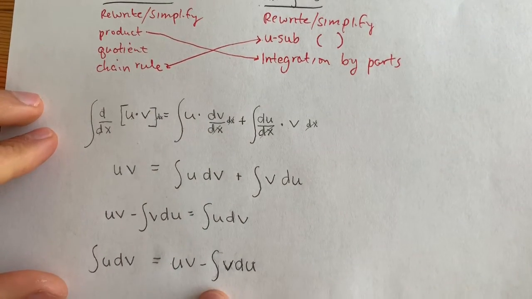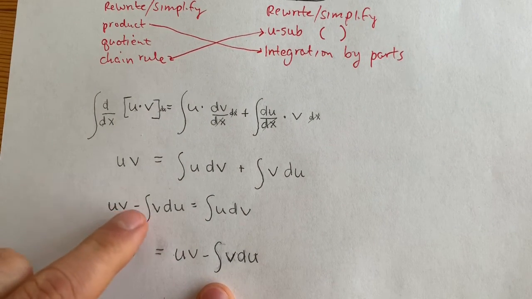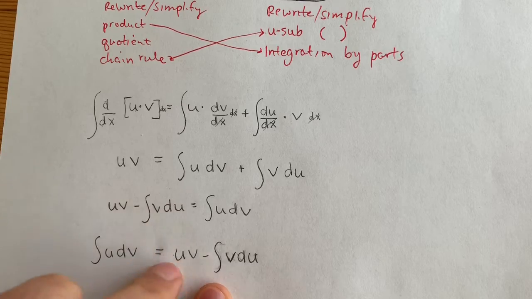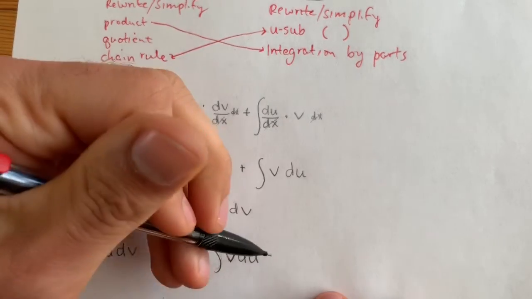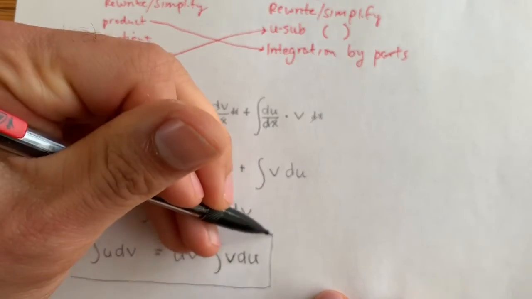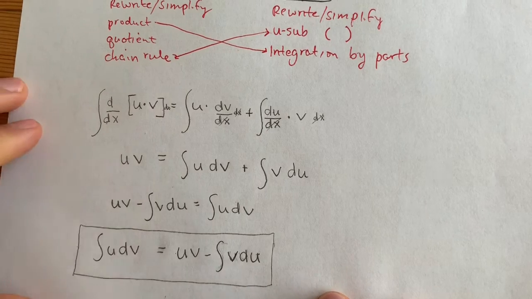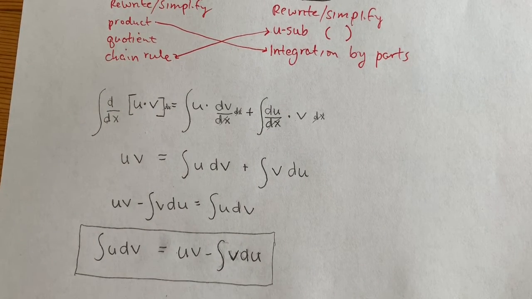Okay, so I switched the sides here. So now this from the left side is just rewritten on the right side. So here is our formula for the integration by parts. And I don't know who figured out that this would be helpful to us, because it doesn't look helpful.